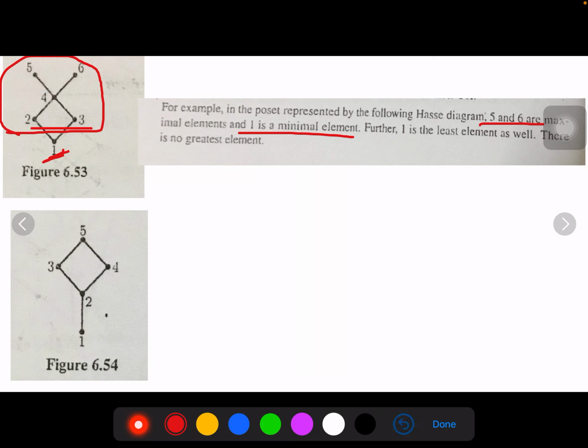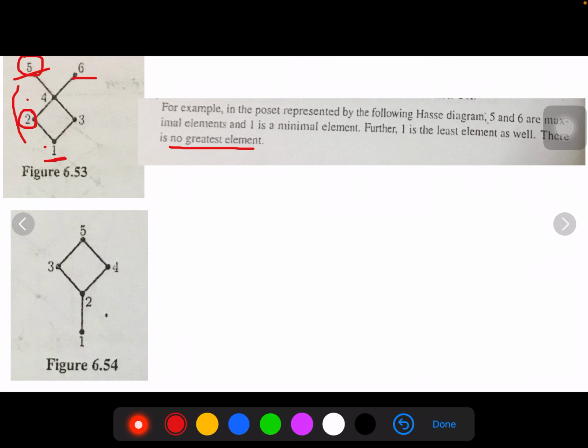Now we have to check among 5 and 6 which one is a greatest element. So as per the definition of the least element and greatest element, to say that 5 is the greatest element, it should be related by all the elements. We have to check that yes, it is related by 1 because there is a transitive property. It is related by 2, there is a transitive property. Related by 4 also there is a direct connectivity relation, and related by 3 also there is a transitive property.